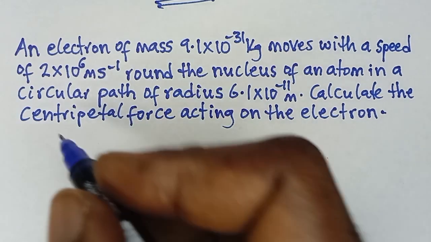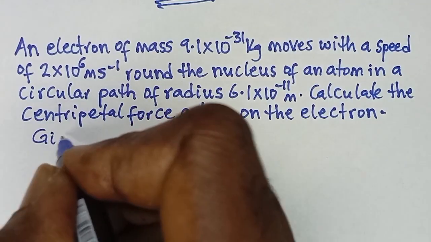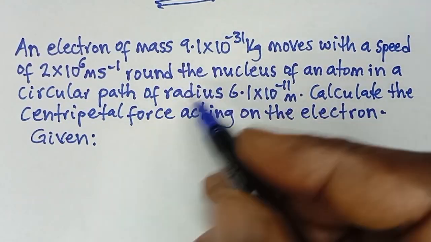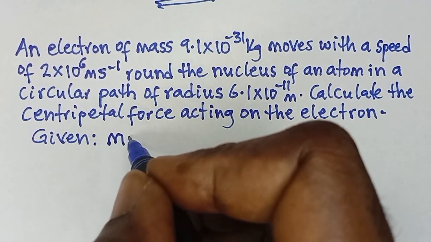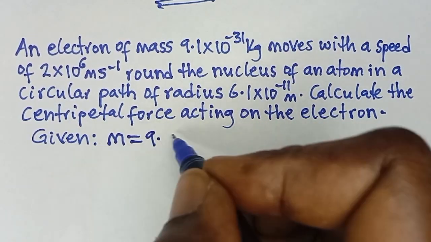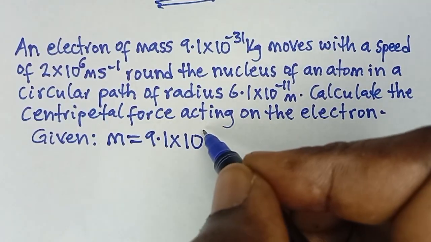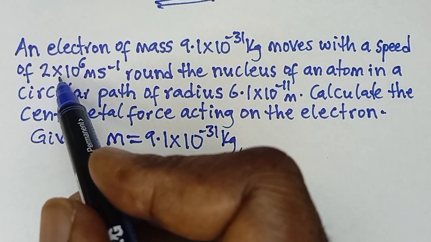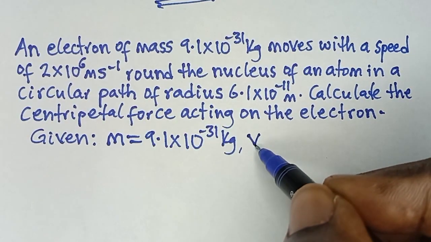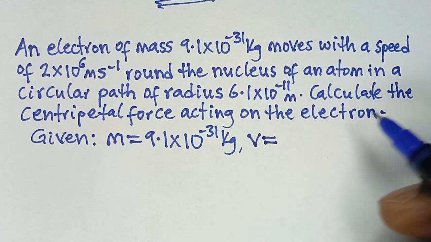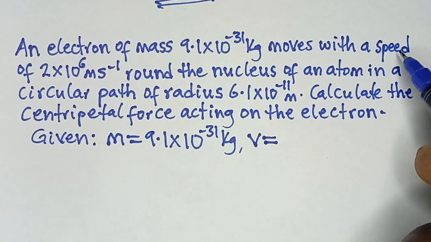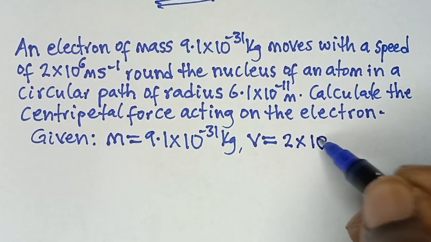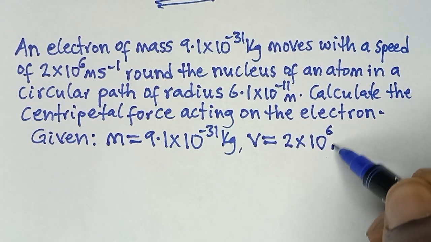Now, I would like us to highlight what we are given in this question. We are given the mass of an electron. I'll call that M is equal to 9.1 times 10 raised to power minus 31 kilogram. The next thing we are given is the speed, and that is also velocity. Don't forget, speed and velocity are used interchangeably. So the speed is also the velocity, and that is 2 times 10 raised to power 6 meter per second.